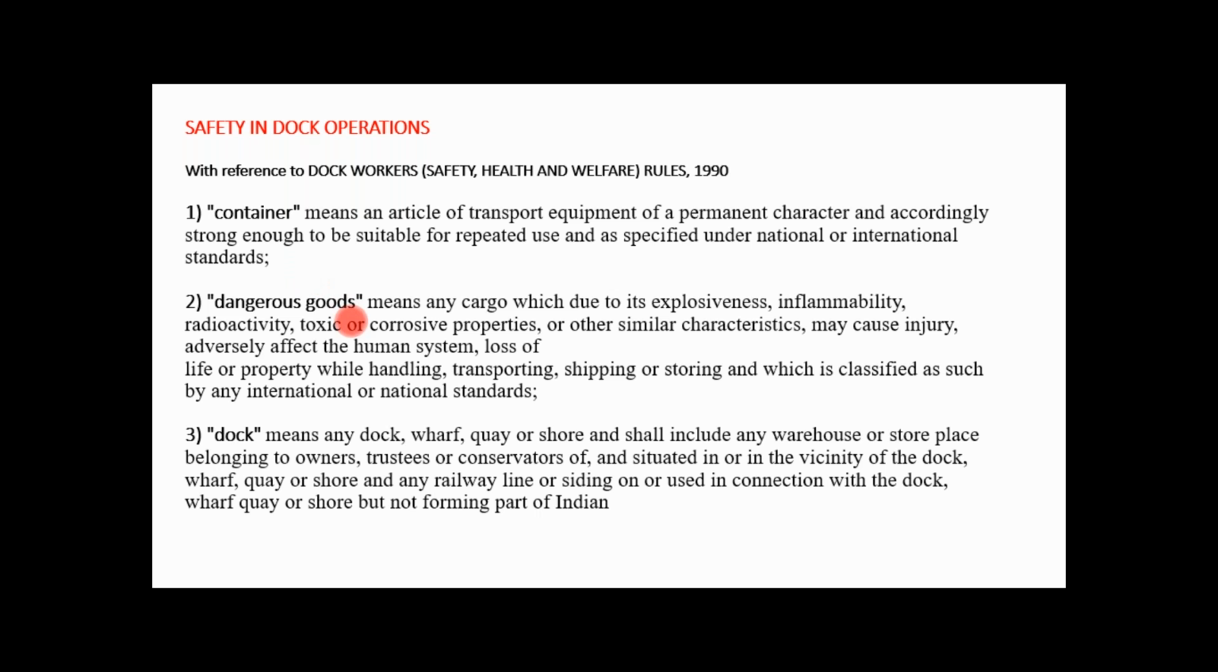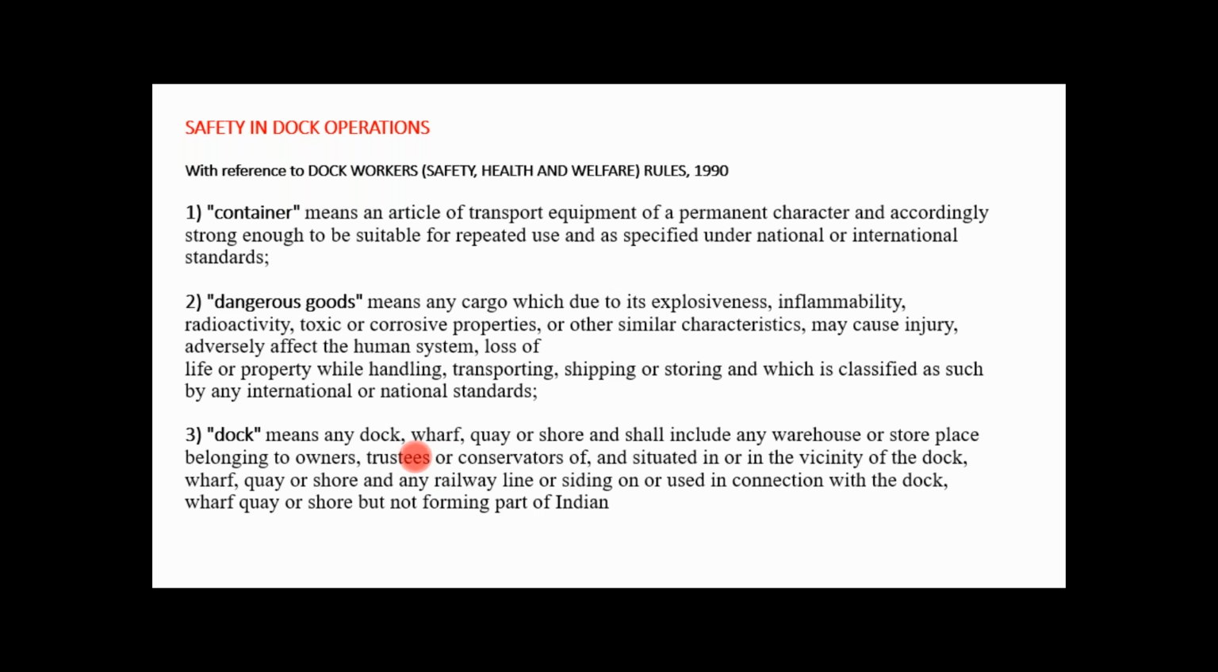The second one is dangerous goods. Dangerous goods means any cargo which, due to its explosiveness, inflammability, radioactivity, toxic or corrosive properties or other similar characteristics, may cause injury, adversely affect the human system, or cause loss of life or property while handling, transporting, shipping or storing, and which is classified by international or national standards. So if the goods have characteristics like radioactivity, toxicity, corrosiveness, inflammability, etc., and may cause injury while handling, transporting, etc., then that good is called a dangerous good.